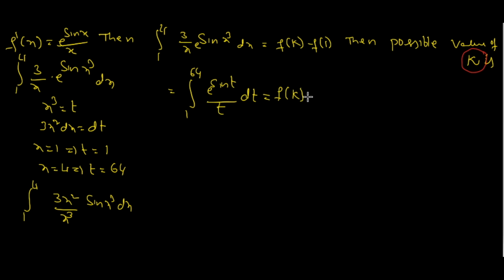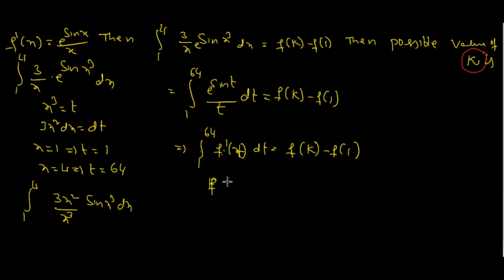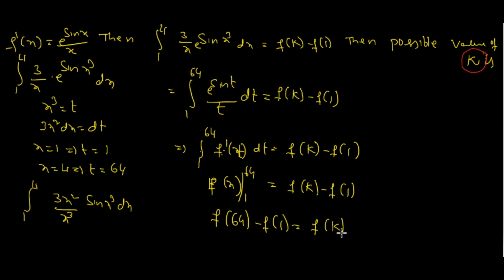This total value is given as f(k) minus f(1). The e^(sin t)/t is the given f'(t), so the integration from 1 to 64 of f'(t) dt is equal to f(k) minus f(1). Here integration and differentiation cancel, so that is f(x) with upper bound 64 minus lower bound 1, equal to f(k) minus f(1). So f(64) minus f(1) is equal to f(k) minus f(1). From this relation, k is equal to 64. That is the answer.